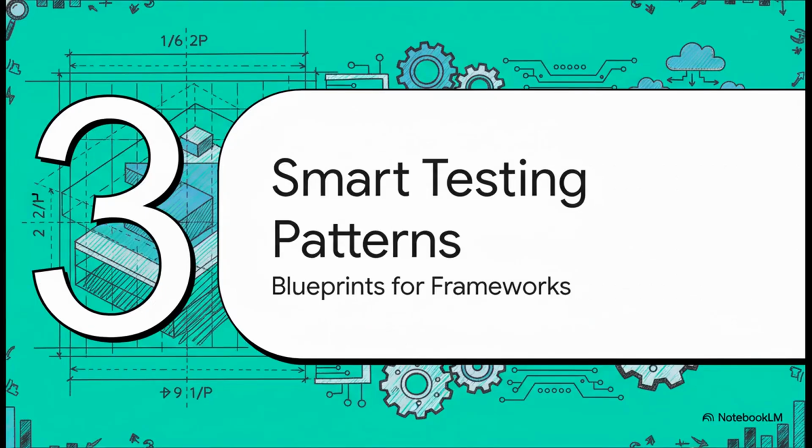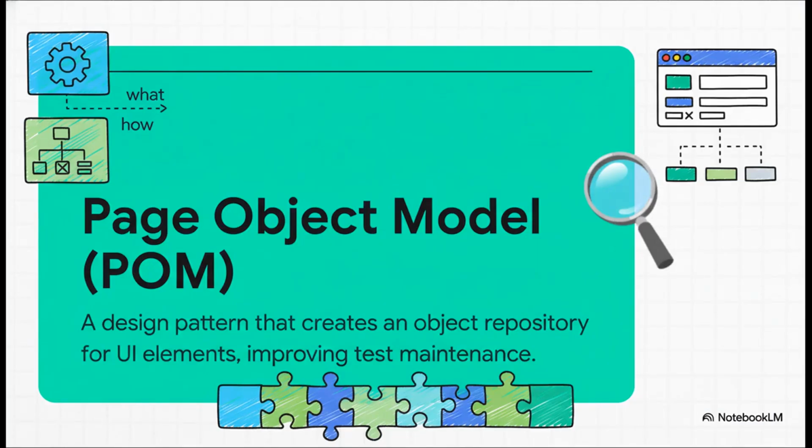Okay, let's level up. Now we're going to look at how we can use proven design patterns as the actual architectural blueprints for a really smart test framework. All right, the single most important pattern you're going to run into is the Page Object Model, or POM. This is all about organization. It separates what your test is trying to do from how it actually clicks and types on the web page.